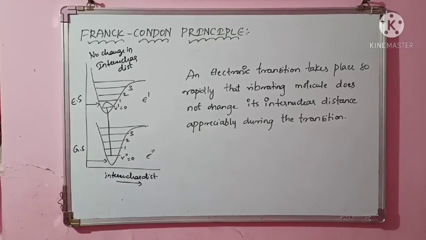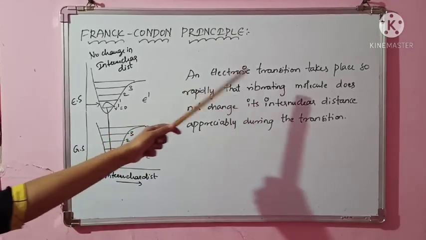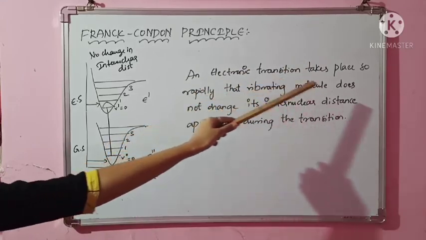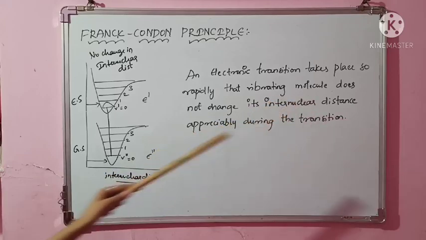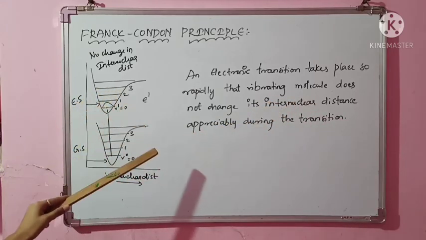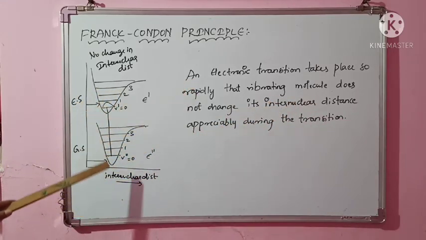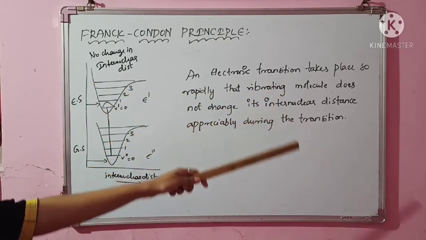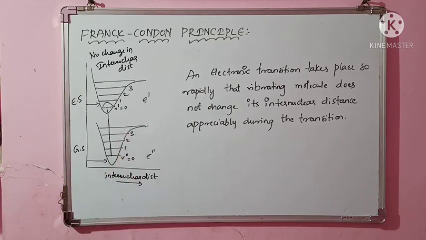So lastly, you can summarize the principle as follows. An electronic transition takes place so rapidly, so quickly, that the vibrating molecule does not change its internuclear distance, which means your internuclear distance remains the same. Your transitions will never appreciably affect your vibrational energy or internuclear distance during the transition. The transition is as usual.